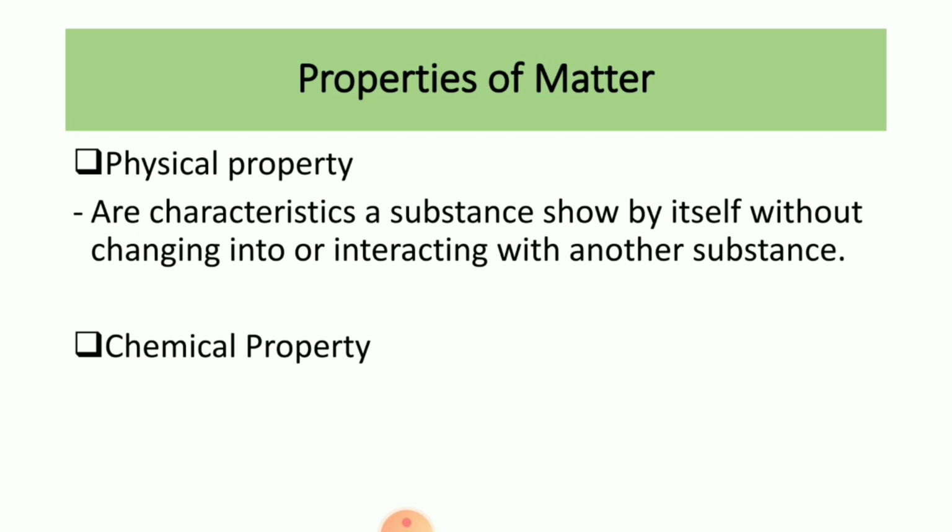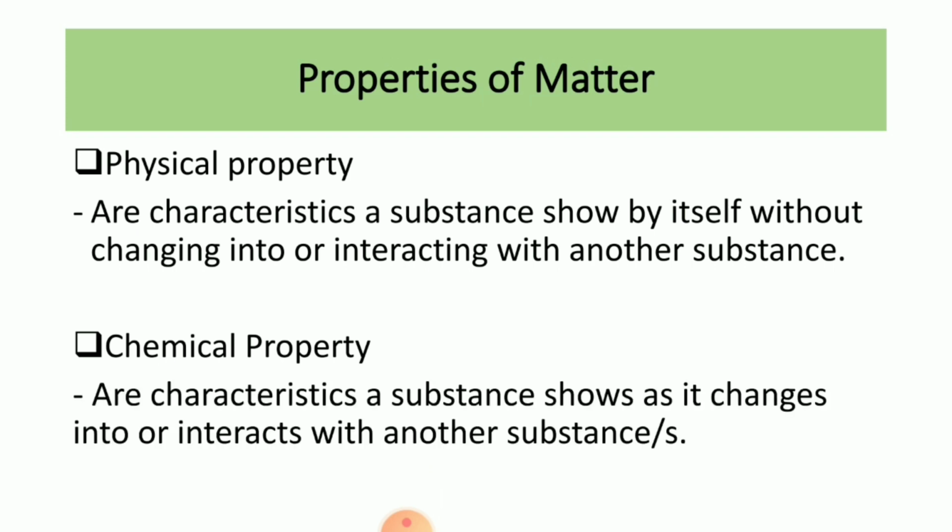Next is the chemical property. Chemical properties are characteristics a substance shows as it changes into or interacts with another substance or substances. So a chemical change, also called a chemical reaction, occurs when a substance or substances is converted into a different substance or substances.